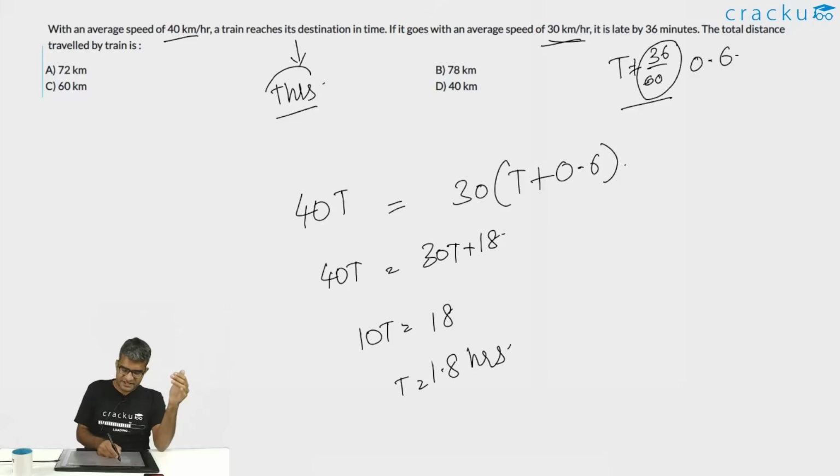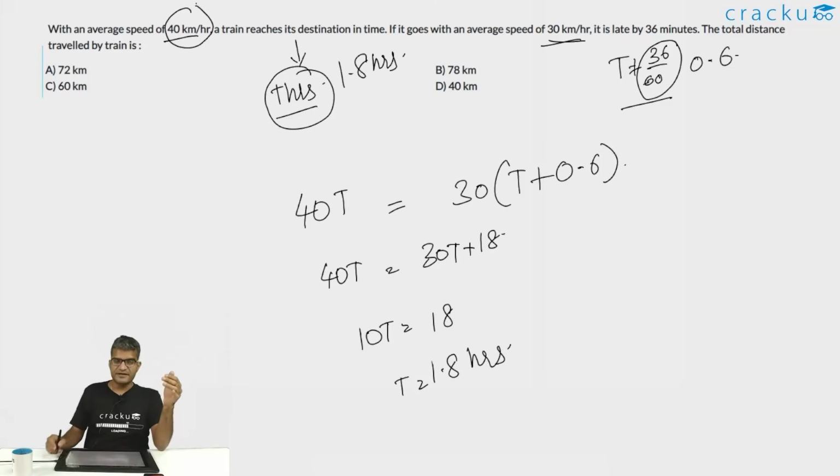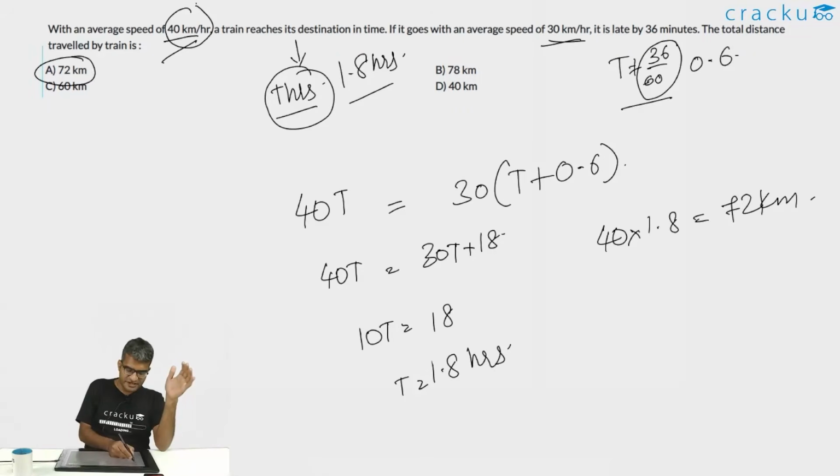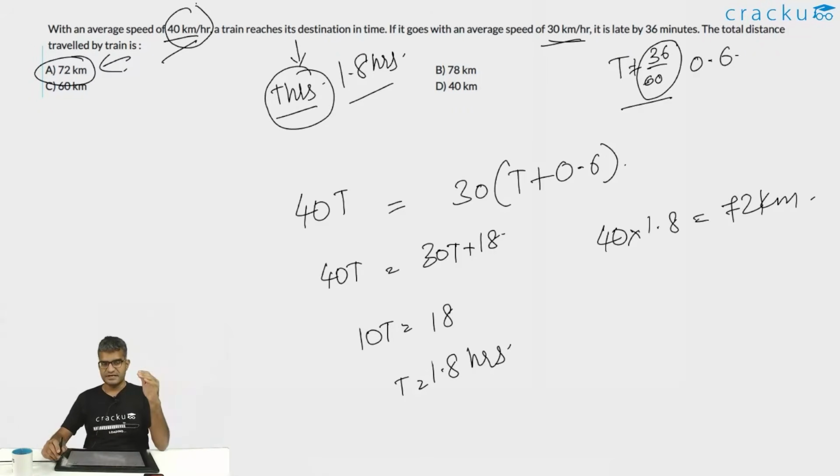So originally the time it takes to reach the destination is 1.8 hours. The speed at which it is traveling is 40 km per hour. Therefore, the distance it travels is 40 into 1.8, and 40 into 1.8 is equal to 72 kilometers. So the answer for this question is option A, which is 72 kilometers.